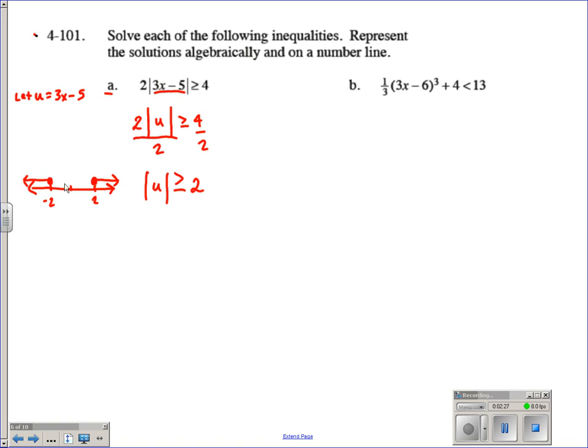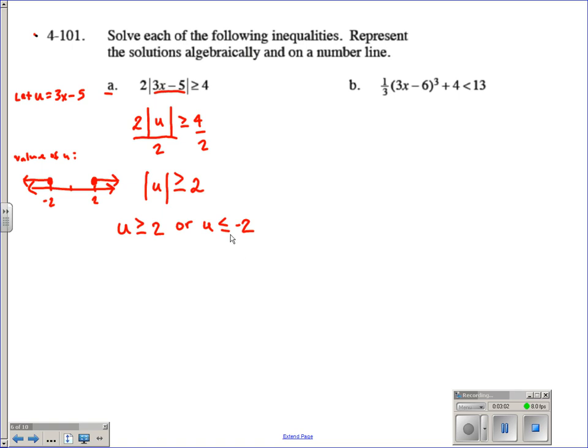Now this is just our value of u. What we still need to do is figure out what value of x is going to make it so that our value of u ends up looking like this. So we know right now that u has to be greater than or equal to 2, because that's what this is. Or u has to be less than or equal to -2.